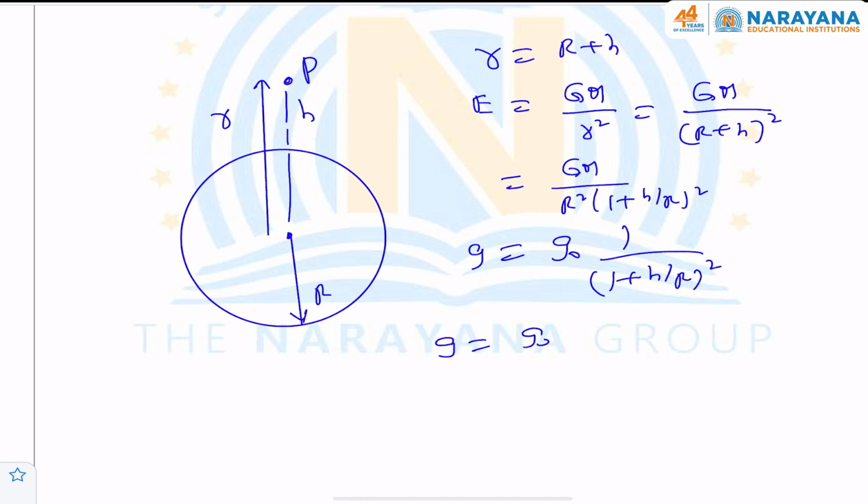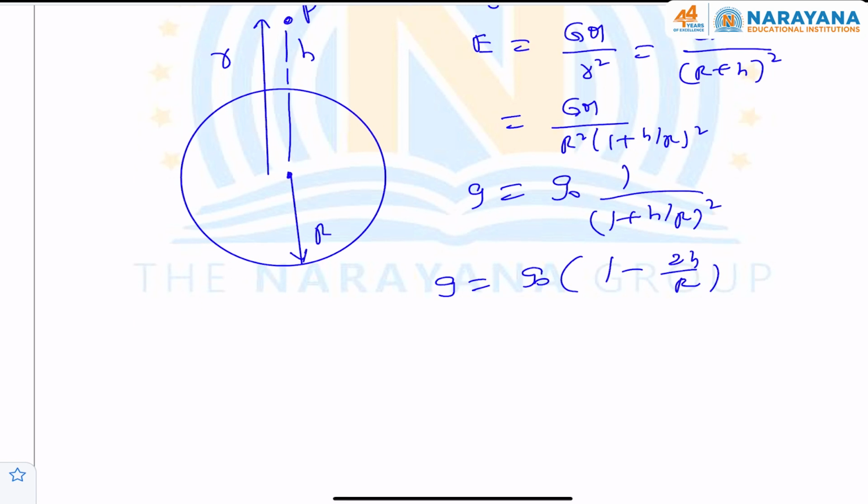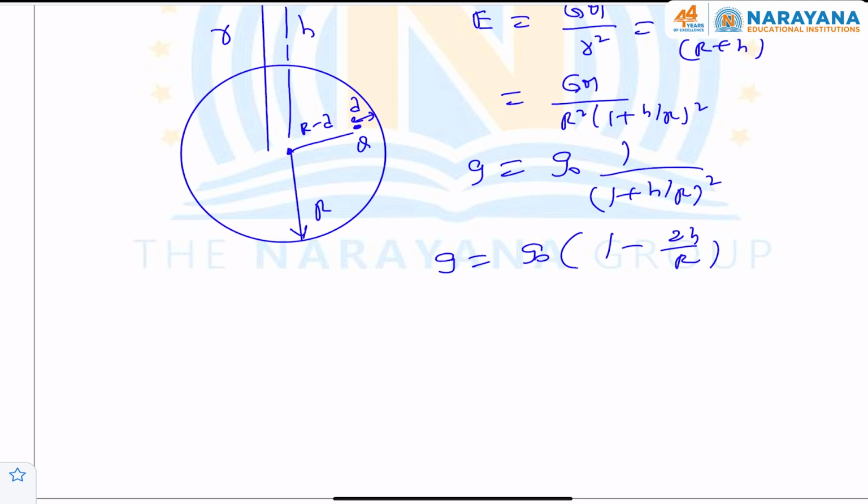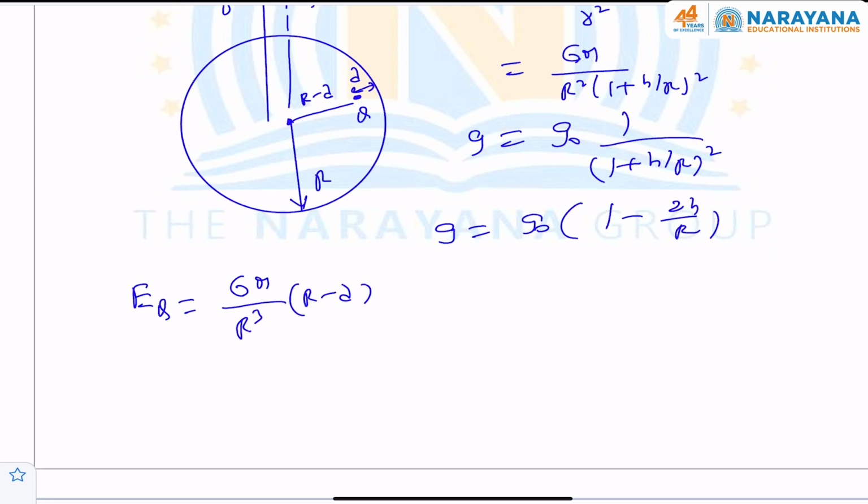So g equal to g naught into 1 minus 2h by R. Similarly, if point Q is at a depth d below the surface of Earth, which is at a distance R minus d from center of Earth, so gravitational field at Q can be written as GM by R cube into (R minus d). This is for an internal point of sphere. Let it be equation 1.